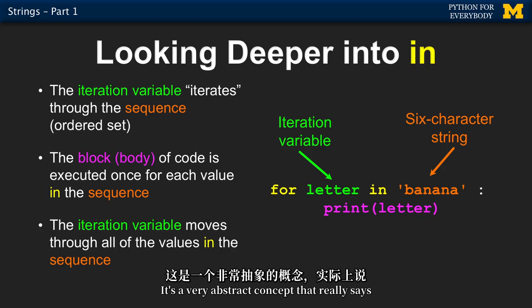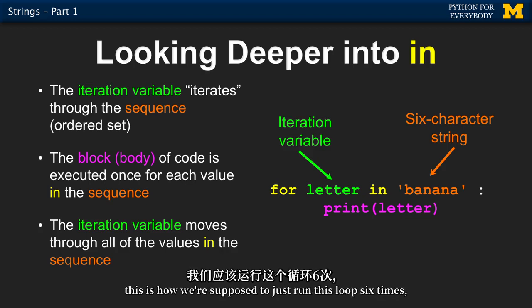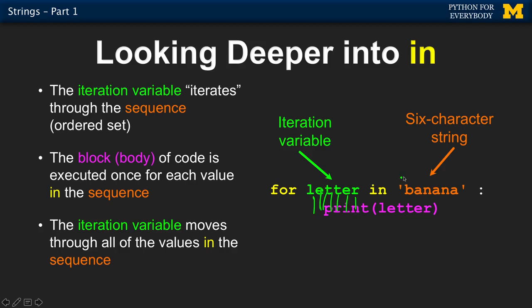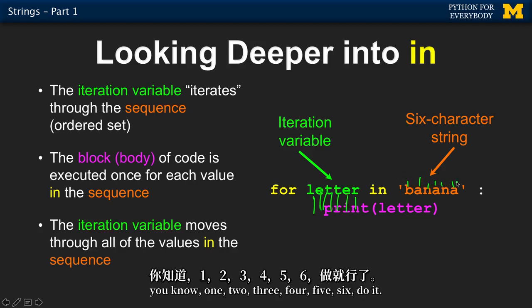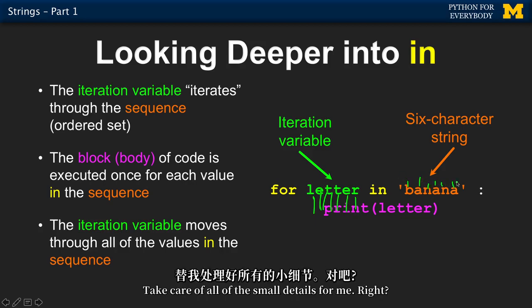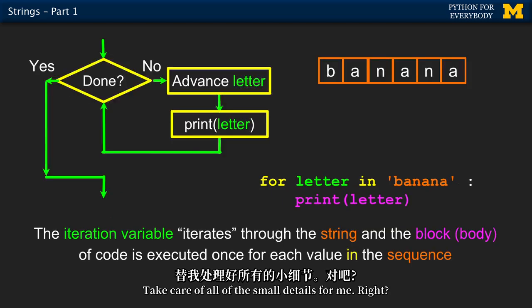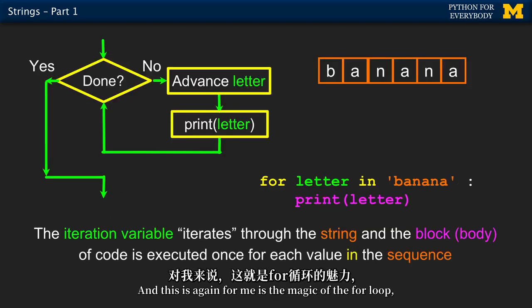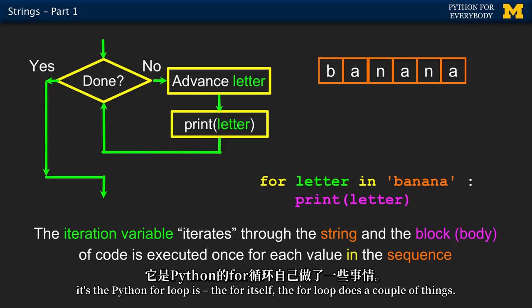It's a very abstract concept that really says this is how we're supposed to run this loop, you know, run this loop 6 times, 1, 2, 3, 4, 5, 6. Do it. Take care of all of the small details for me. Right? And this, again, for me, is the magic of the for loop. It's the Python for loop.